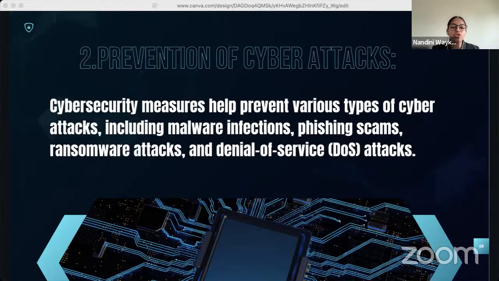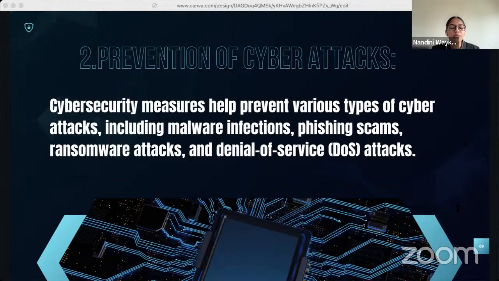Next we have prevention of cyber attacks. Cybersecurity measures help prevent various types of cyber attacks, which include malware infections, phishing scams, ransomware attacks, which we have talked about in the previous slides, and denial of service (DOS) attacks. By implementing robust cybersecurity defenses, organizations can reduce the risk of data breaches and other cyber incidents that could disrupt operations and compromise sensitive information.